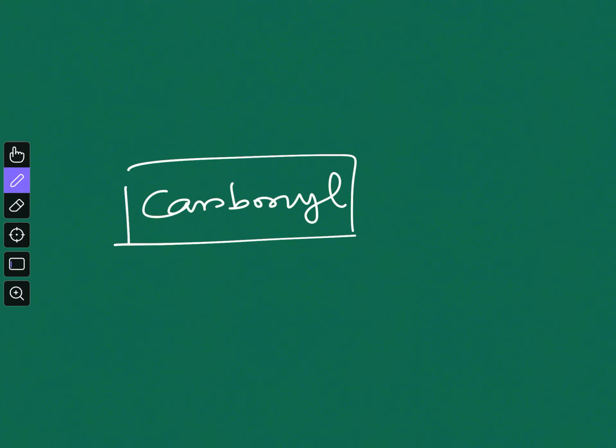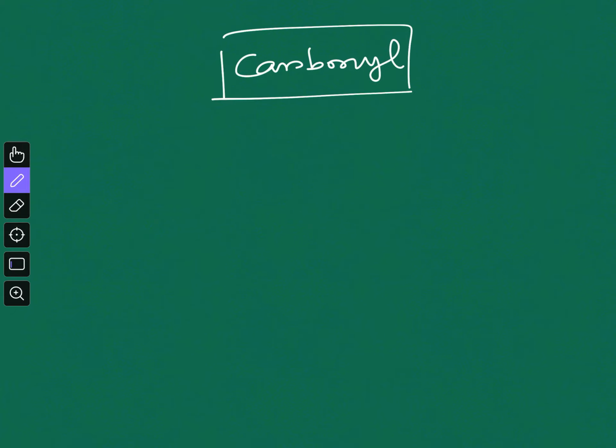So this is the introductory video about carbonyl chemistry, and here we will have an overview of the reactions of carbonyl compounds and the reactivity pattern. So first let us look into the carbonyl group in detail. So this is how a carbonyl group normally looks like.